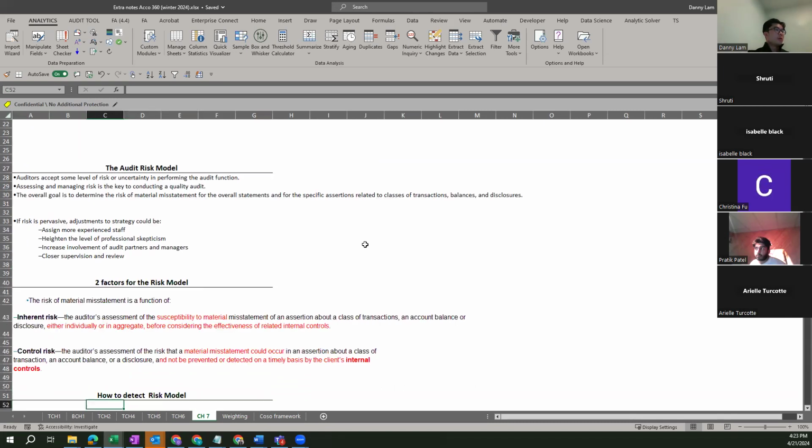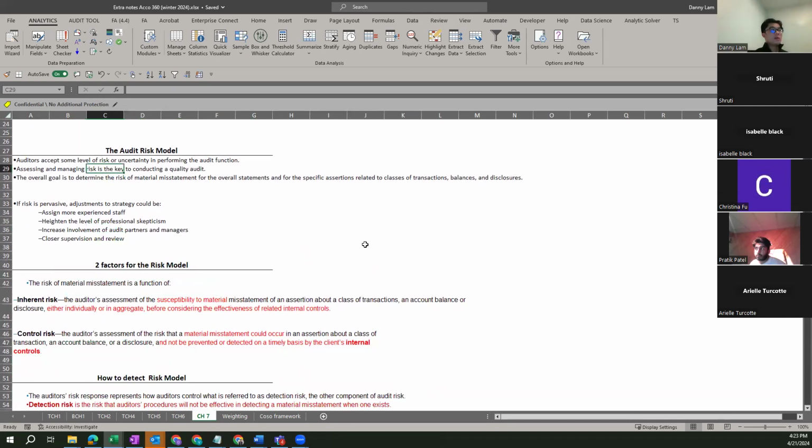Okay, so the audit risk model. We've discussed a lot about this during your midterm. I just want you to understand what the big picture is here. You don't need to know things by heart. Just understand, that would be good enough.